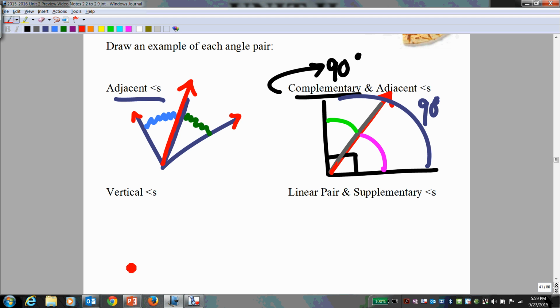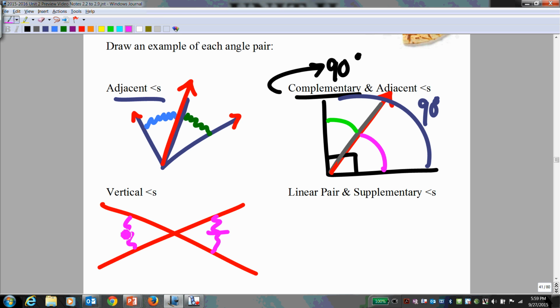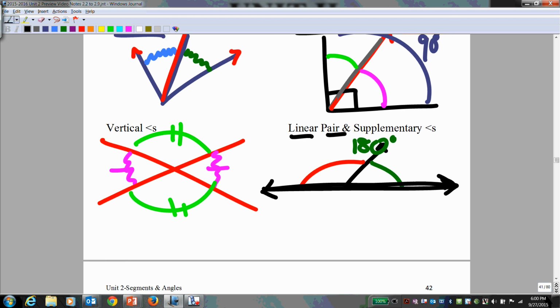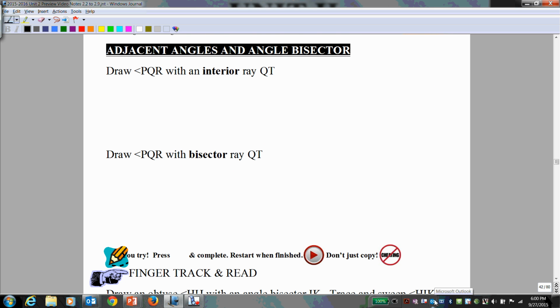Vertical angles, by far the easiest to spot, but also the easiest to overlook. Two straight lines, the angles directly across from each other, and they're always going to be congruent. Linear pair, supplementary. Linear means line, pair means two. So share a spine, make a line. This red angle and this green angle are both supplementary, which means they add up to 180, and they're a linear pair, they make a line. All of those are pairs of angles from the previous class.